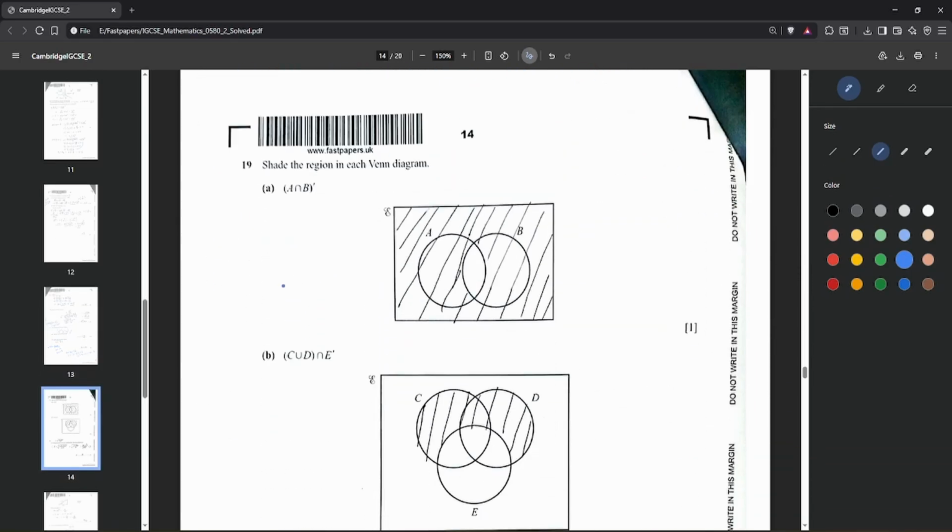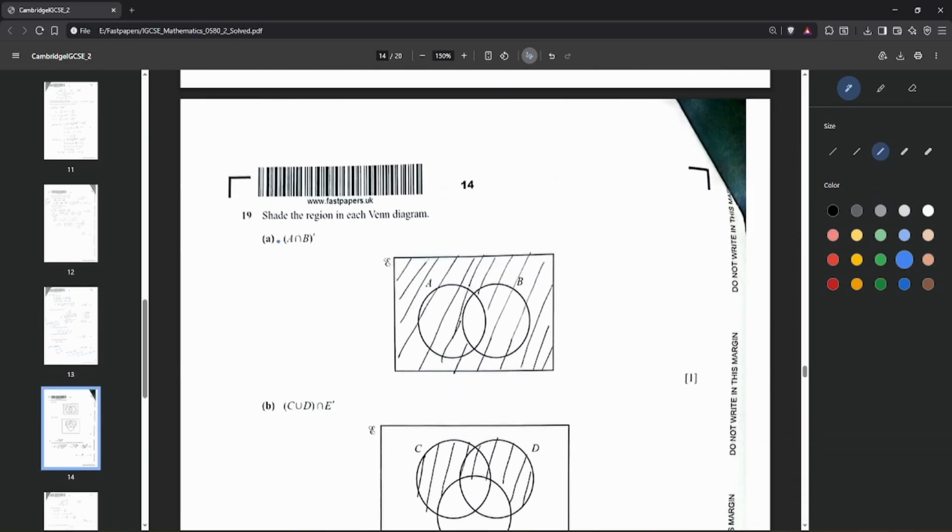Now coming to the next part, shade the region in each Venn diagram. So we have A intersection B, which is exactly this part, right? And the prime of that will be the part outside this.